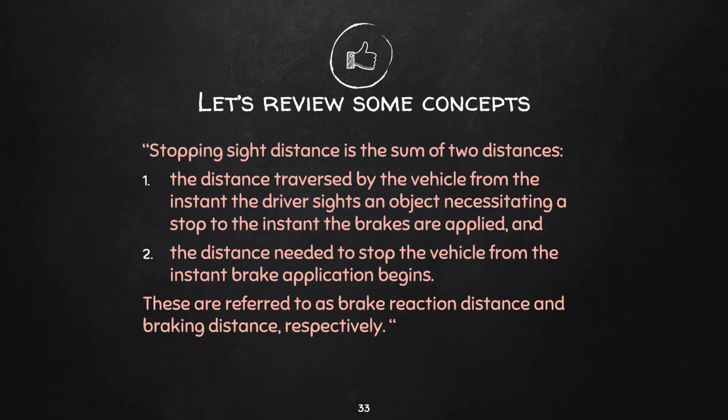As a review, stopping sight distance is the sum of two distances. The first one is the distance traversed by the vehicle from the instant the driver sights an object necessitating a stop to the instant the brakes are applied, which is referred to as the brake reaction distance. And the second component of the stopping sight distance is the distance needed to stop the vehicle from the instant brake application begins, or what we call the braking distance.